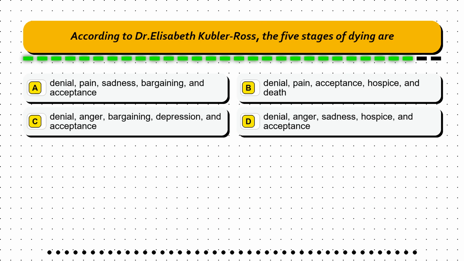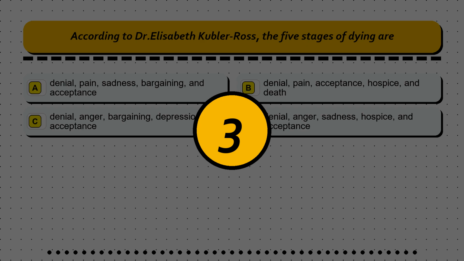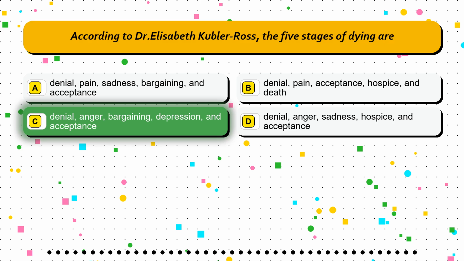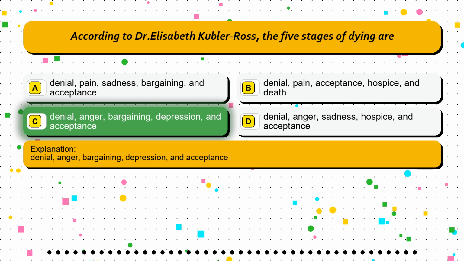Question 39. According to Dr. Elizabeth Kubler-Ross, the 5 stages of dying are: option A, denial, pain, sadness, bargaining, and acceptance, option B, denial, pain, acceptance, hospice, and death, option C, denial, anger, bargaining, depression, and acceptance, option D, denial, anger, sadness, hospice, and acceptance. The correct answer is option C, denial, anger, bargaining, depression, and acceptance.